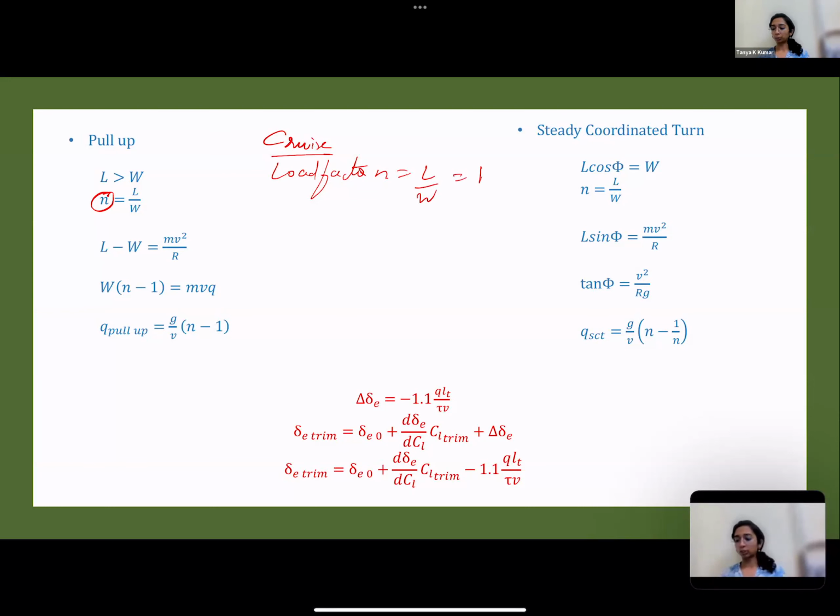Okay. So for pull up and steady coordinated turn, you have other factors coming into play. So lift is greater than weight. Pull up, most certainly, right? You need more lift to counter the weight to finally pull up. So obviously lift is more than weight. For steady coordinated turn, there is an angle phi. So that produces the component and your lift is not equal to weight. Okay. So when you solve these two sets of equations, you get two Q conditions.